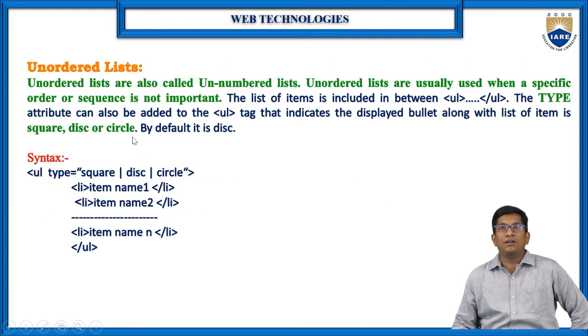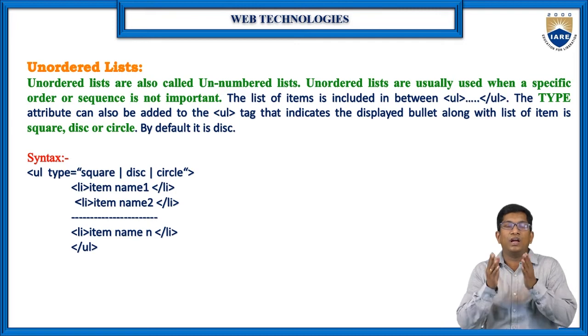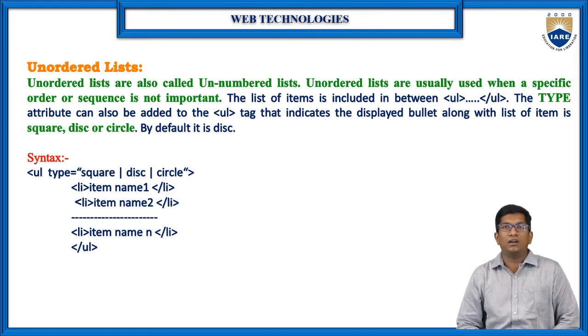First we'll discuss the unordered list. Unordered lists are also called unnumbered lists. Unordered lists are usually used when a specific order or sequence is not important. So when the order of items is not important, there is no need of writing 1, 2, 3 like that. Then you can use an unordered list.